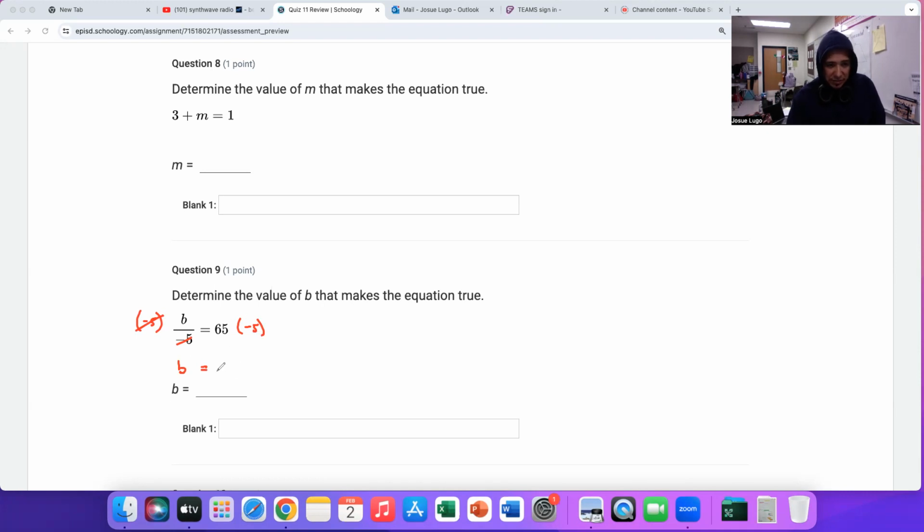Now, since they have different signs, my answer is going to be negative. So just do 65 times 5. 5 times 5 is 25. 5 times 6 is 30. Plus 2 is 32. So the answer has to be negative 325. Ladies and gentlemen, it is that simple.